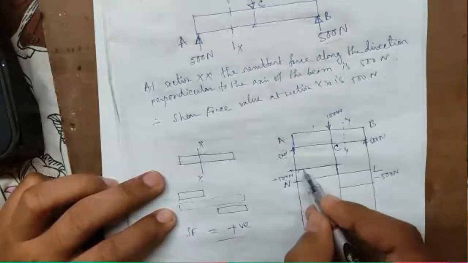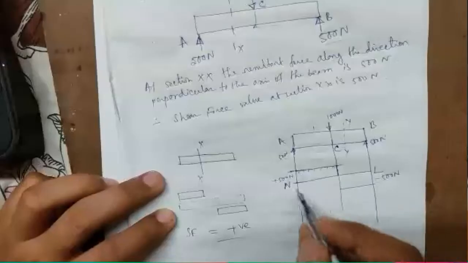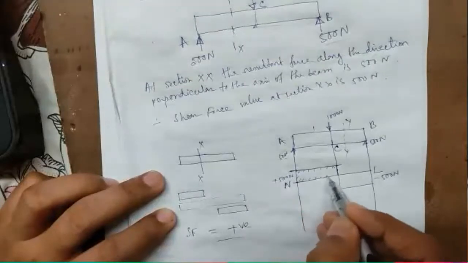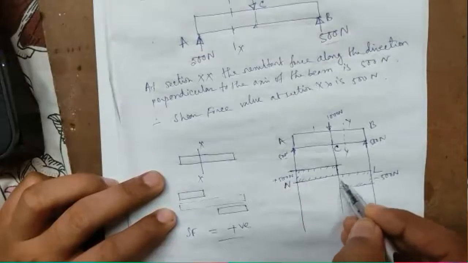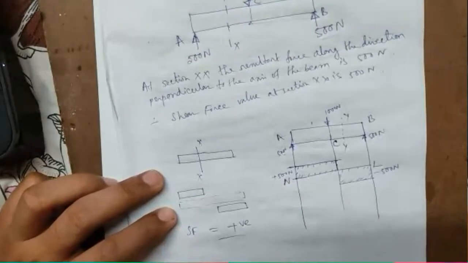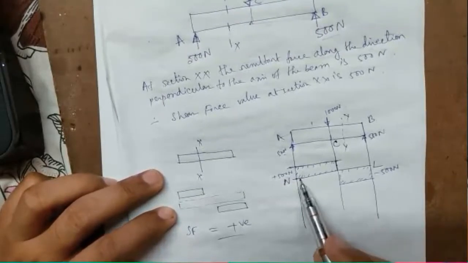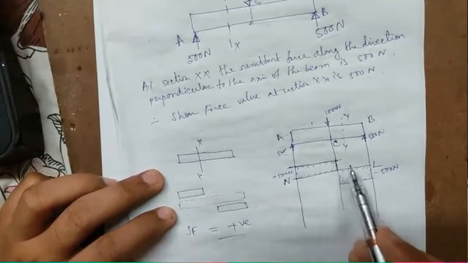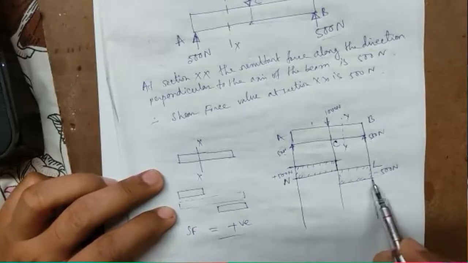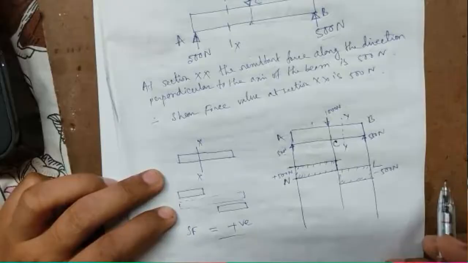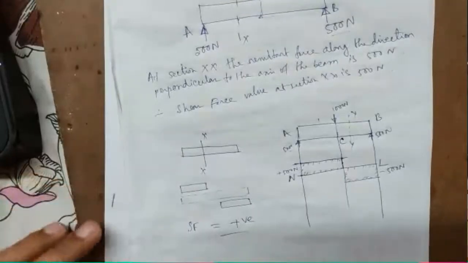You have to draw it in hatched section so that it can be understood that the shear force from A to C region is positive. At C it changes sign, and from C to B it is negative. So this is how we draw the shear force.